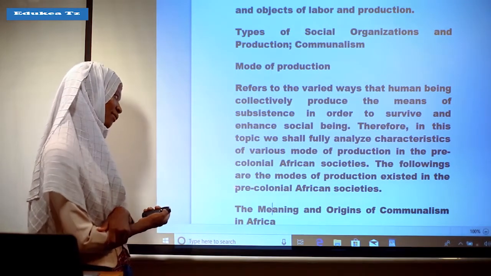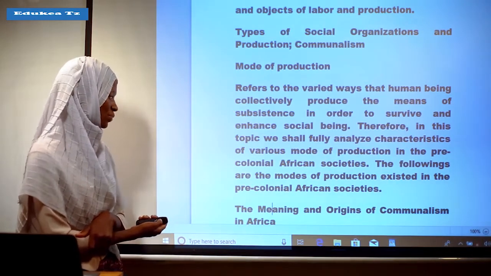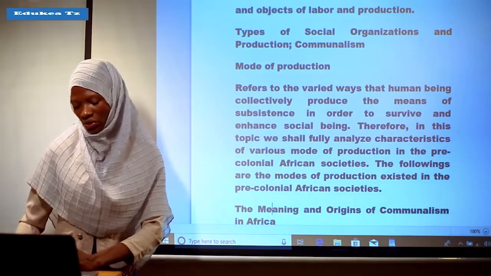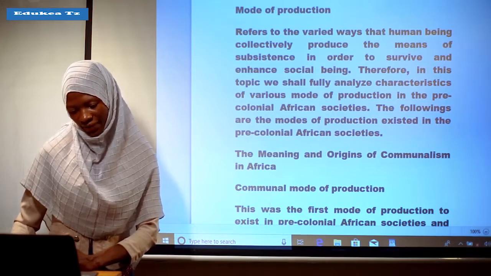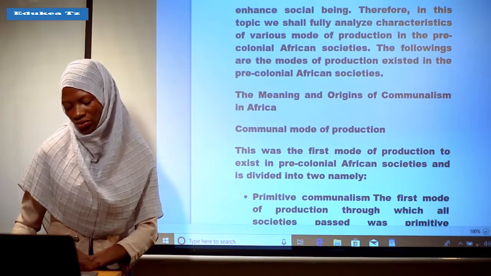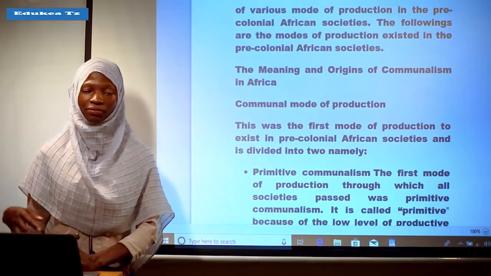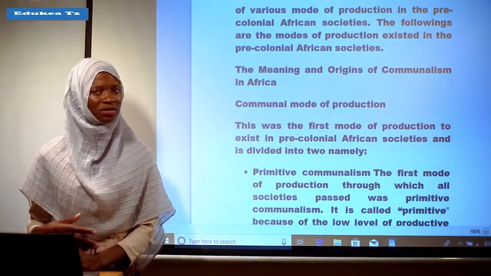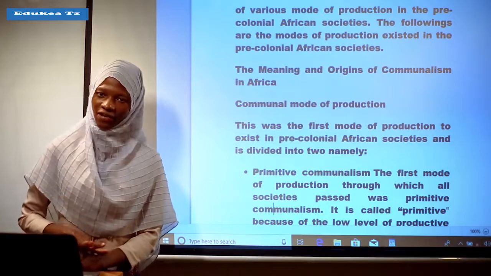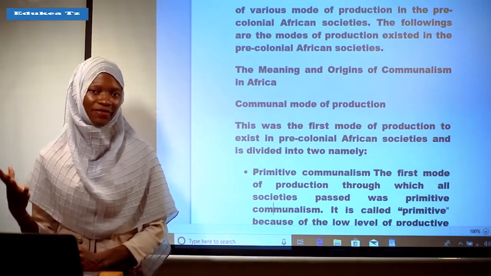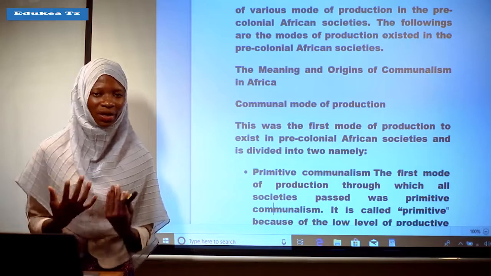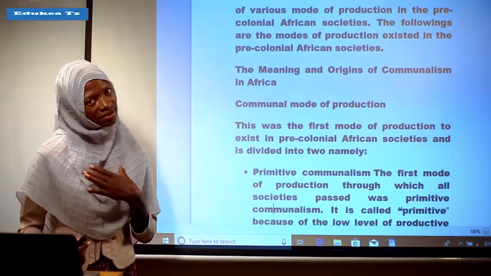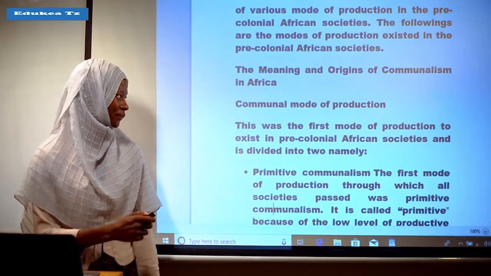The following modes of production existed in pre-colonial Africa. As I said before, the communal mode was the mode of production which aimed to enhance survival for social well-being. It's not, as nowadays, for selling or for business purposes, but only for food, in order to secure the survival of human beings.